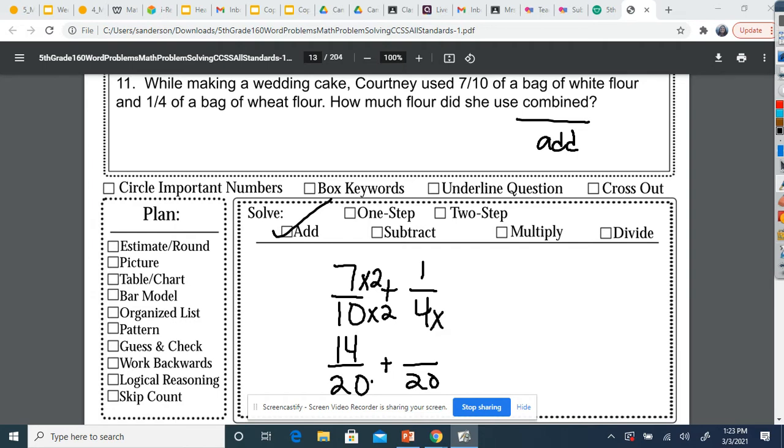4 times what gives you 20? 4 times 5 gives you 20, so you multiply the top by 5 as well. So you have 14/20 plus 5/20, which gives you 19/20. This one cannot be simplified. There's not a number that they can both be divided by. They can both be divided by 1, but then you'll just get the same answer, 19/20. So 19/20 would be your answer.